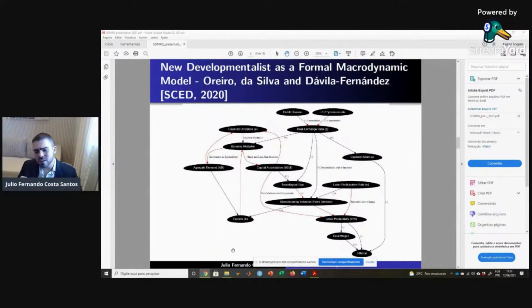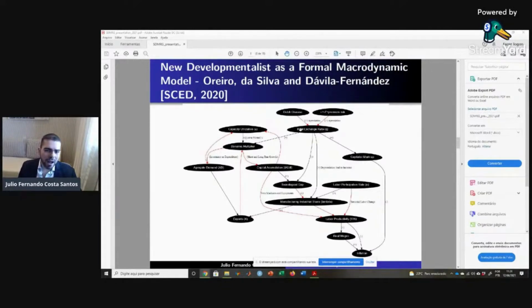This is the main propositions. This is the core of the new developmentalist ideas. So today, in the next slide, I'm going to talk very briefly about the paper that was developed by Oreiro, da Silva and Dávila Fernandes that was published in Structural Change and Economic Dynamics in 2020. This is a very important paper that I will call a seminal paper because it's the first effort trying to formalize the core ideas into a macrodynamic model.